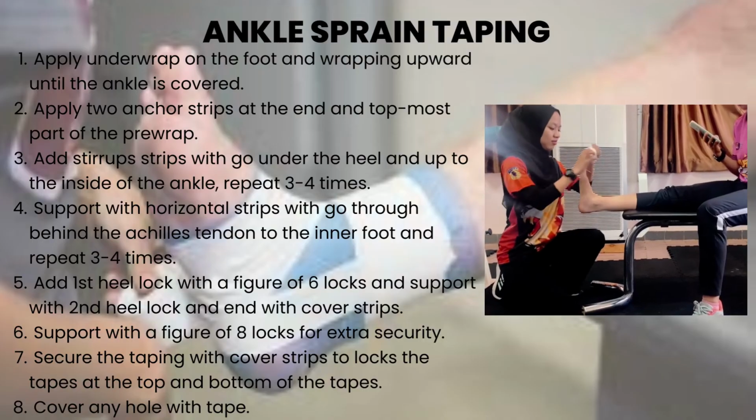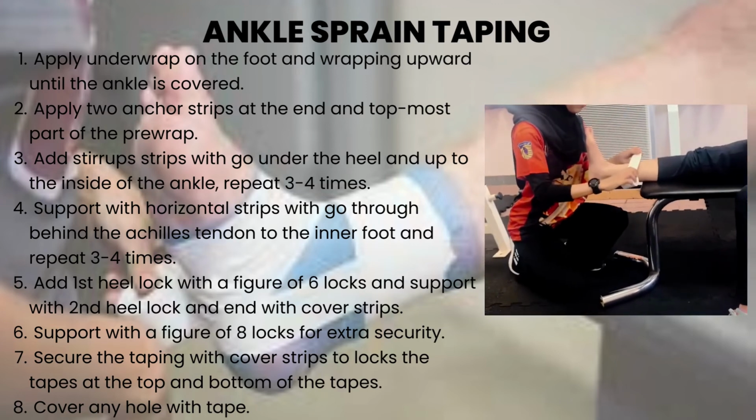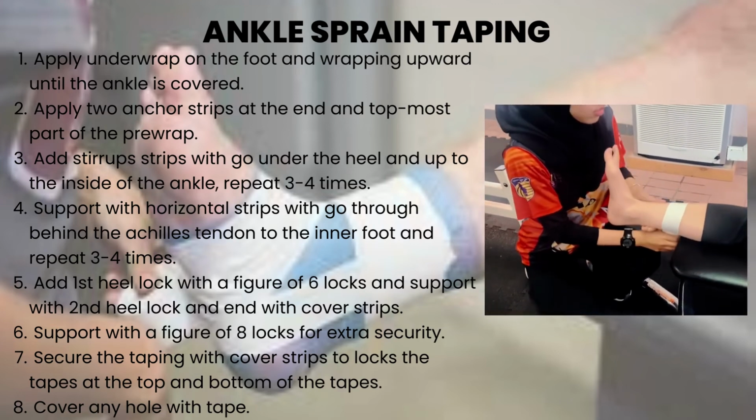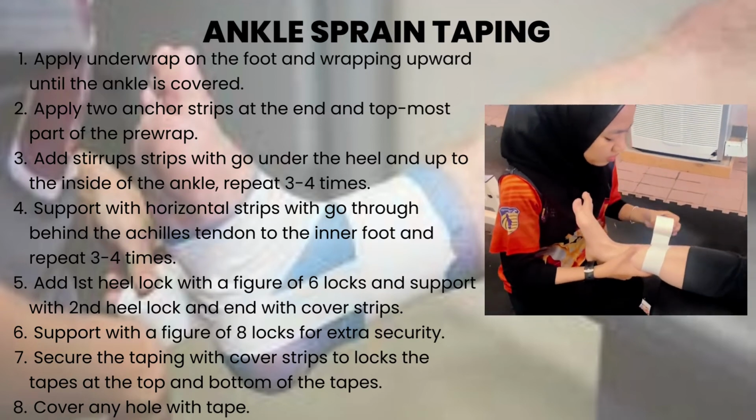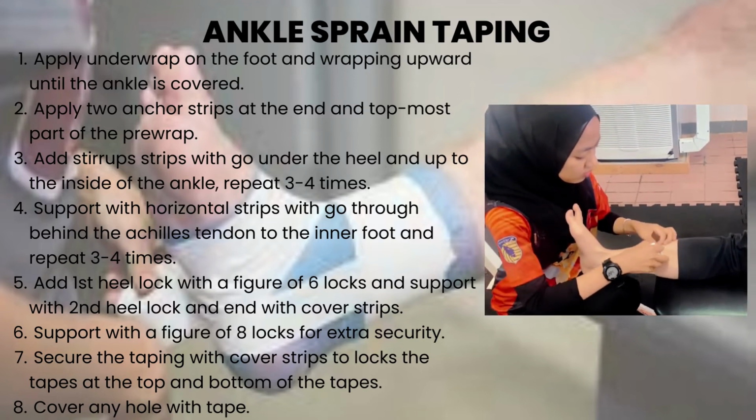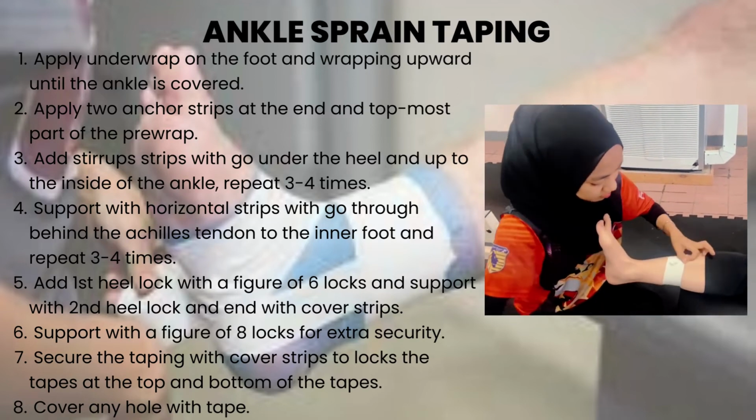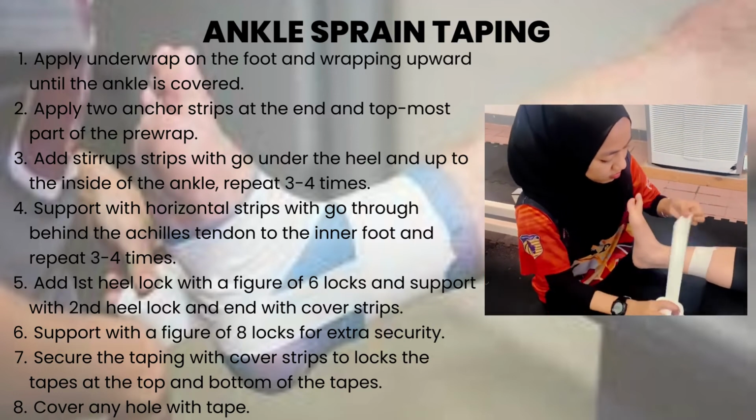Now it's my turn to explain the procedure of ankle sprain taping. You can apply underwrap on the foot and the lower third of the shin until the ankle is covered. Apply 2 anchor strips at the end and topmost part of the pre-wrap.